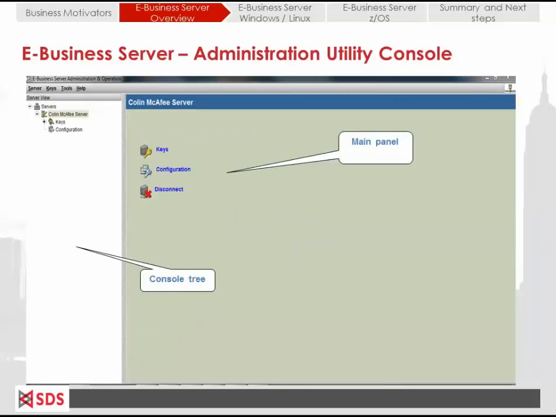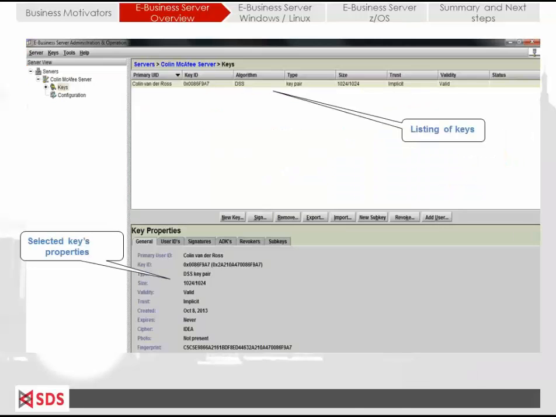The administration client allows you to create and manage your keys. On the left hand side is the console tree, and on the right is the main panel. This particular screen on the admin client shows the list of keys that has been generated here in my environment. Here I've highlighted one of my keys, and now I can see the properties for that key in the bottom portion of my screen.